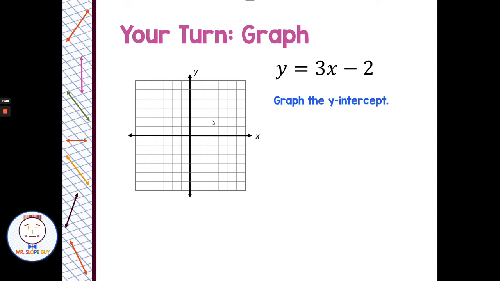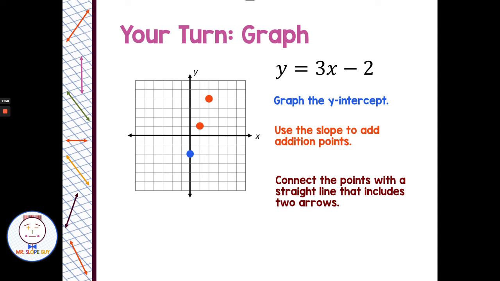All right, you guys pause the video here and graph y equals 3x minus 2. All right, so we have a y-intercept at negative 2, so I'm going to start at the origin. I'm going to go down 2 for a y-intercept at negative 2, and then I need to use my slope to add additional points. Well, my slope is 3. 3 as a fraction would be 3 over 1. So from this point, I can count up 3, right 1, up 3, right 1, and then I can just connect the points with a straight line that includes 2 arrows. Looks like that.